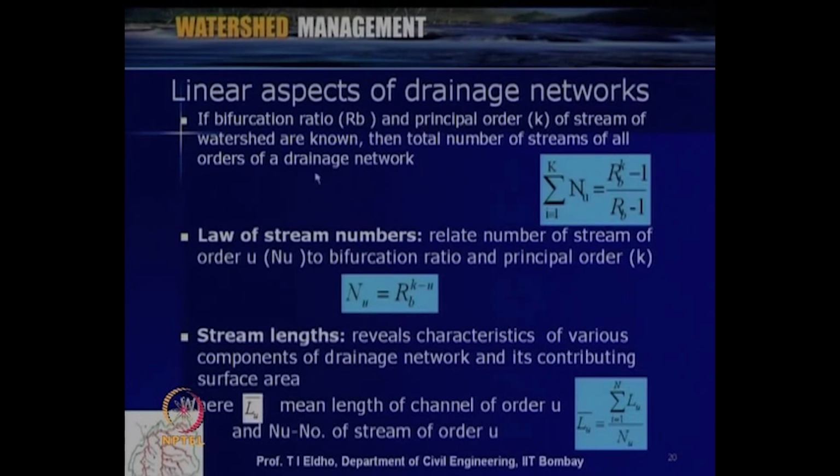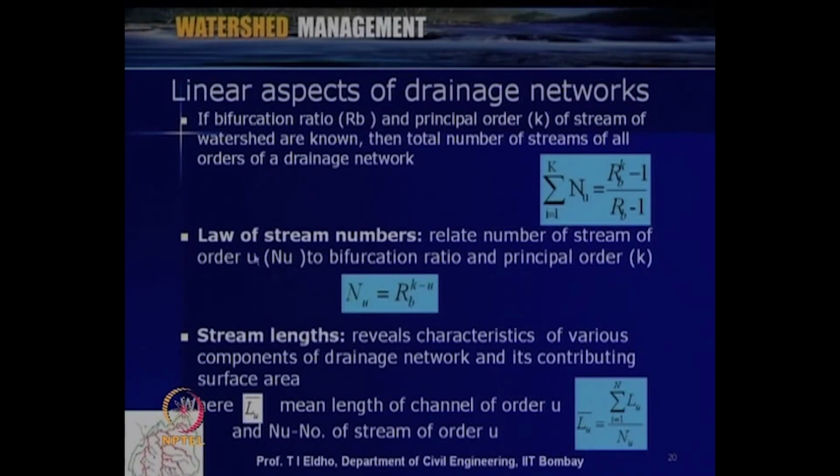Then say the bifurcation ratio and the principal order k of the stream of a watershed are known, then the total number of streams of all orders of a drainage network we can identify as sigma i equal to 1 to k, Nu, is equal to Rb to the power k minus 1 divided by Rb minus 1. So, this depends upon the bifurcation ratio and the stream order.